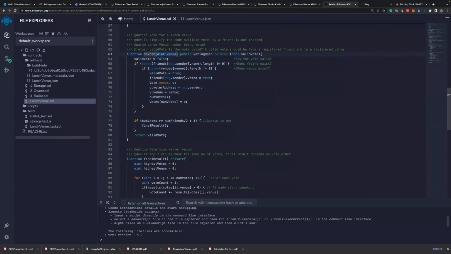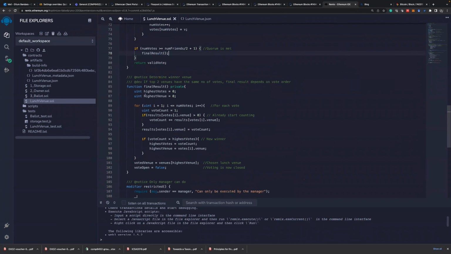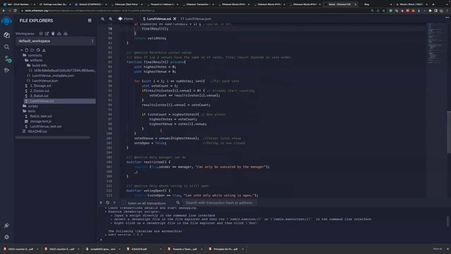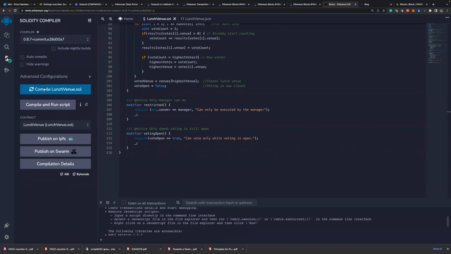So let's say we have a simple majority, not very optimized code, but as soon as more than half of your friends vote, you would decide on a venue. And then this is just used to calculate the final result to figure out where you want to have lunch. Now, let's say I can compile this.